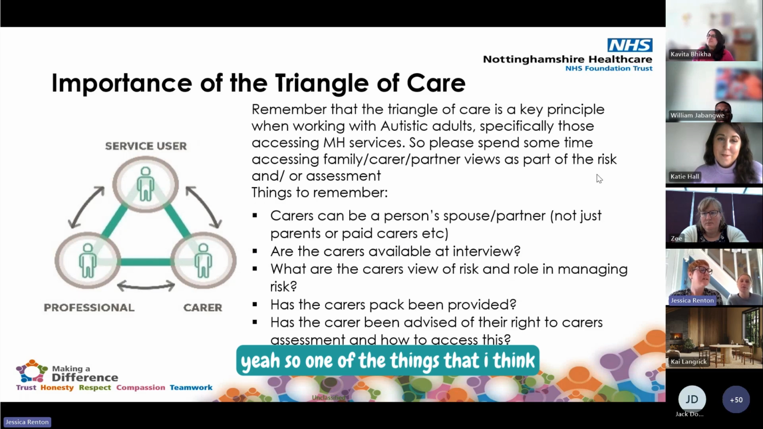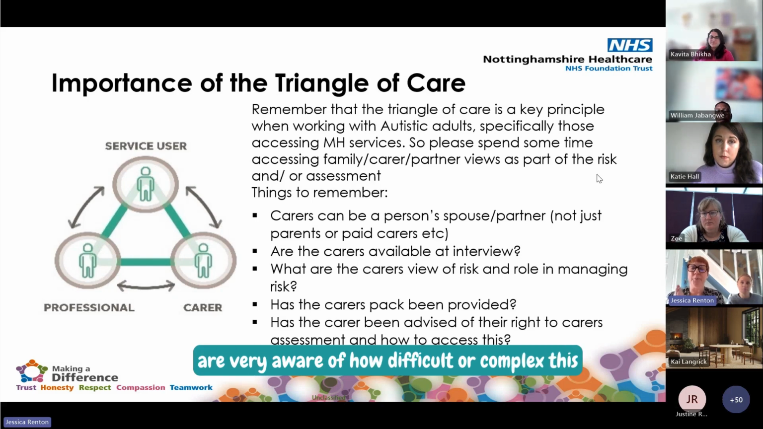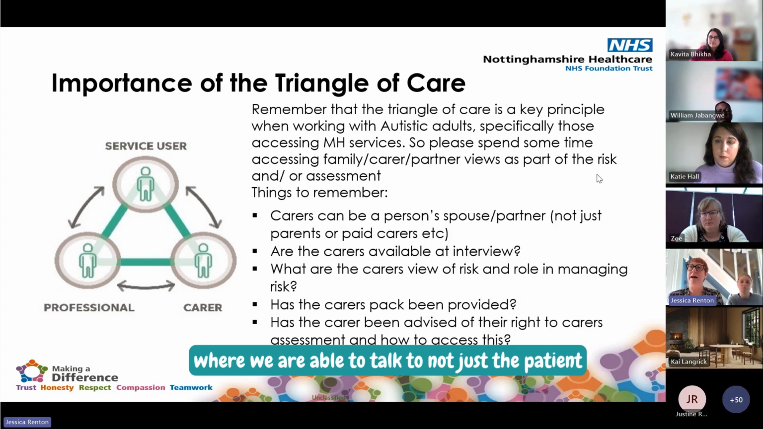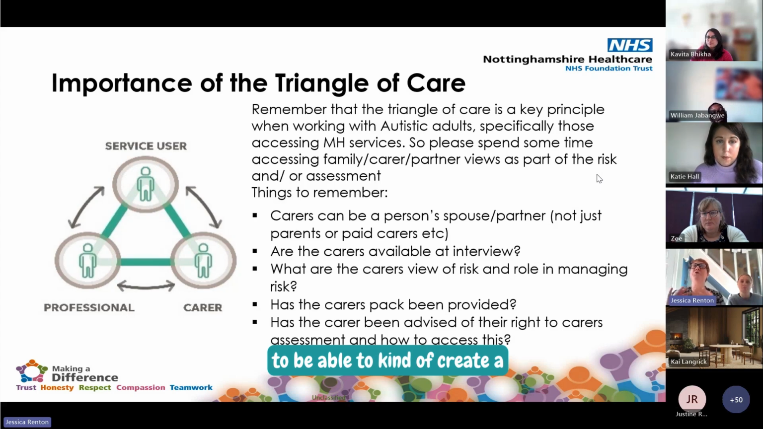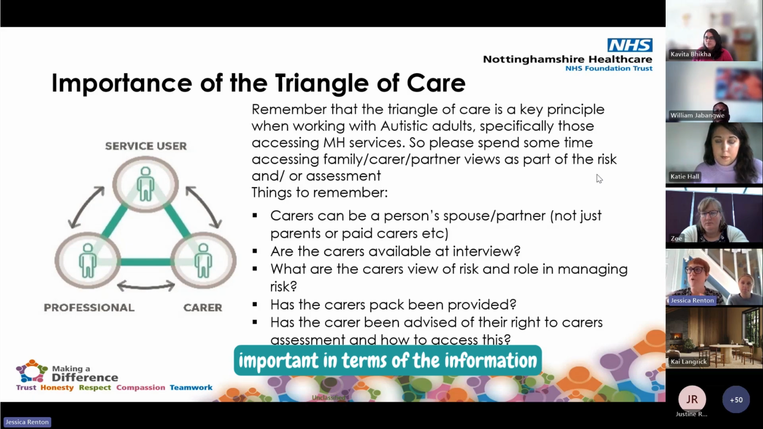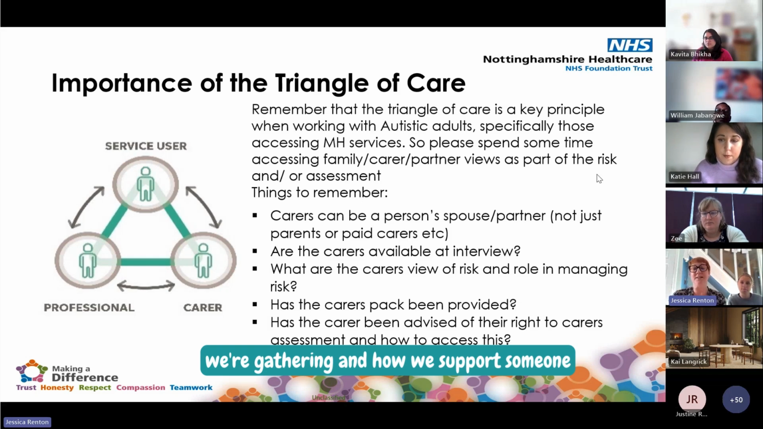You are, yeah. One of the things that I think is really important, and we are very aware of how difficult or complex this can be in real life, but it doesn't take away the importance of it where we can, is the triangle of care approach to working. That is where we are able to talk not just to the patient or the autistic person, but also their family and carer network around them, to create a more holistic picture and understanding of what's going on for that person. It can be hugely important in terms of the information we're gathering and how we support someone.